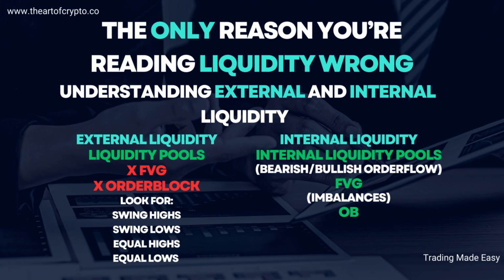So basically, what I'm trying to say here is that external liquidity is only used to determine the direction, right? Notice how I'm not saying, oh, I'm going to take a short once this happens, right? No, I'm just using it to determine where is the market likely to go next. For example, I could see that there are relatively equal lows over there. I can see relatively equal lows over there, right?